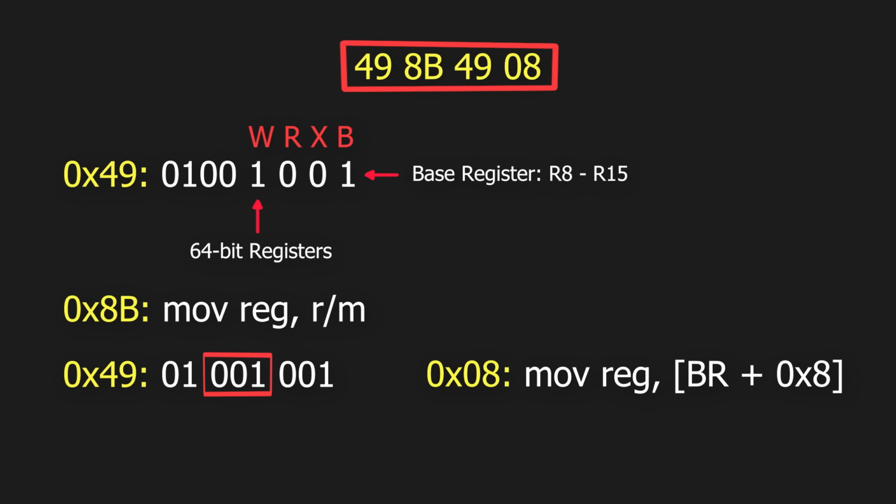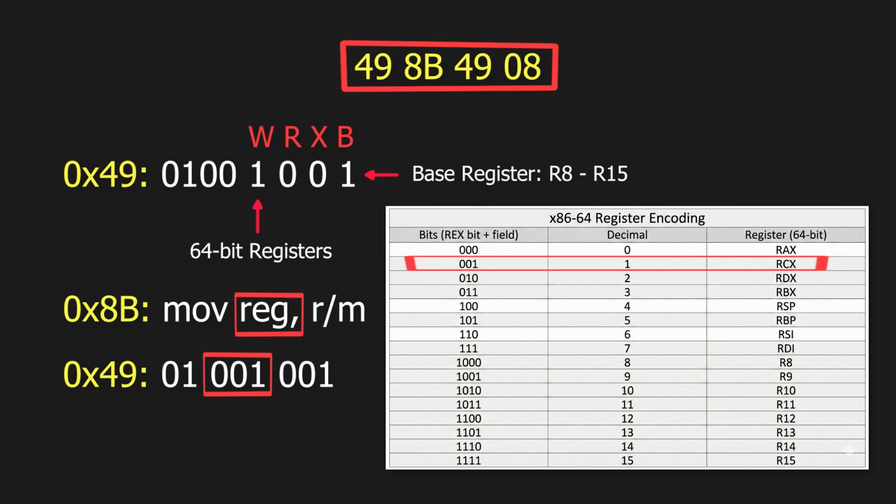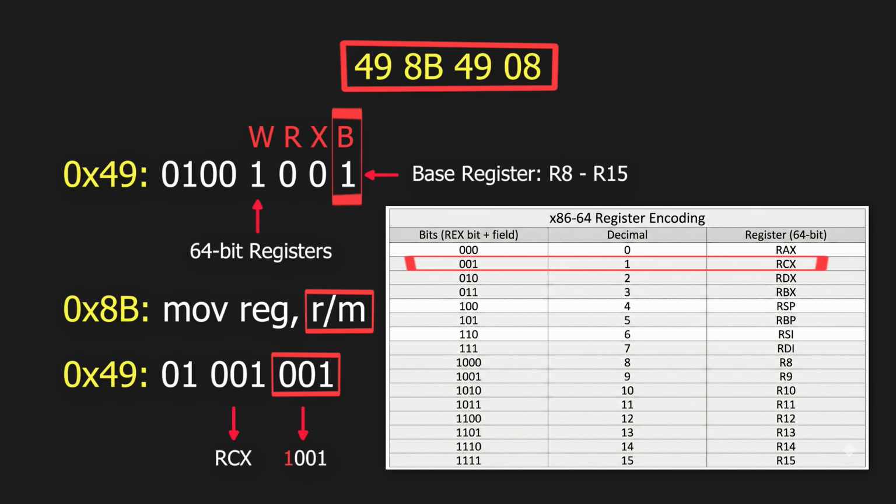The next three bits indicate the destination register. 001 maps to the RCX register. The last three bits also map to the RCX register. But wait, from the first byte we have the bit of the base register set. That means we will add a fourth bit here. And from this table we can see that 1001 maps to the R9 register.